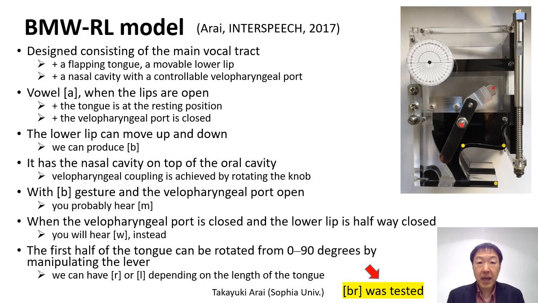By the way, back in 2017, this model was designed consisting of the main vocal tract, a flapping tongue, a movable lower lip, and a nasal cavity with a controllable velopharyngeal port. When the lips are open, the tongue is at the resting position and the velopharyngeal port is closed. The output sounds like the vowel ah.